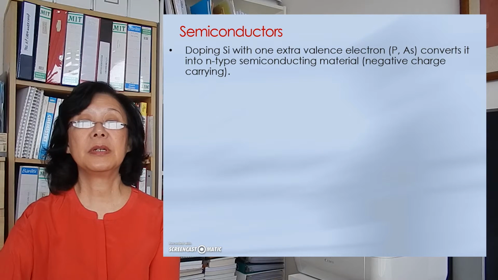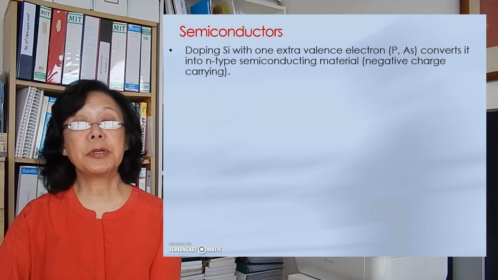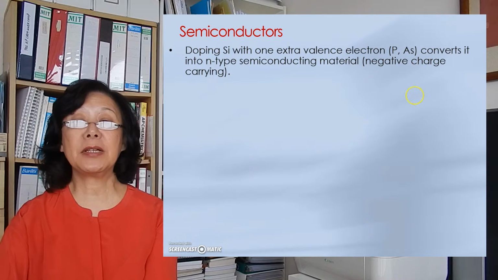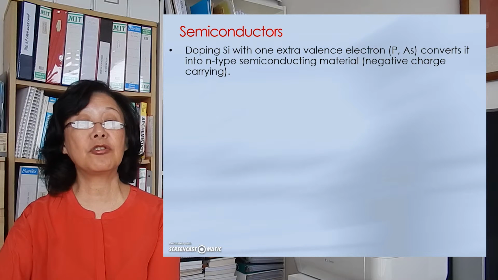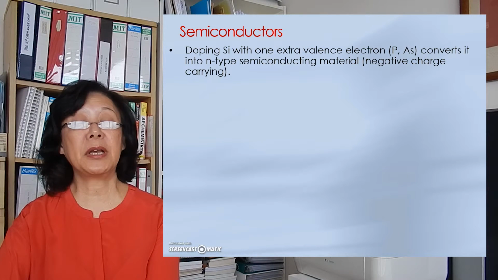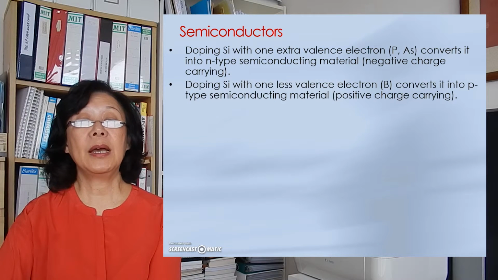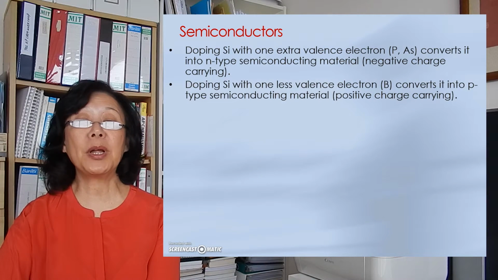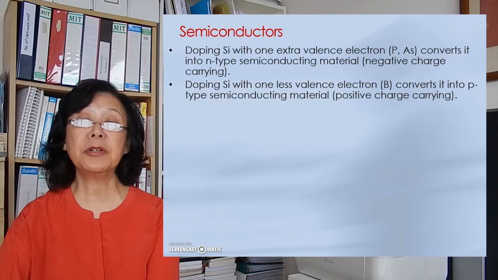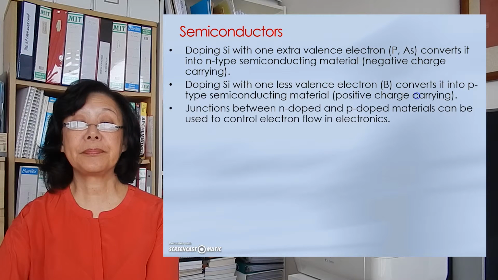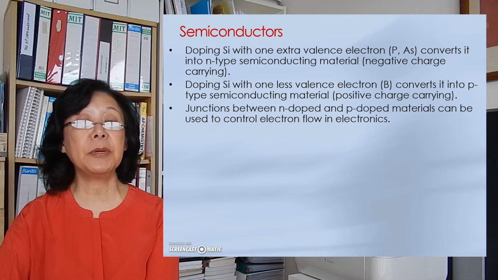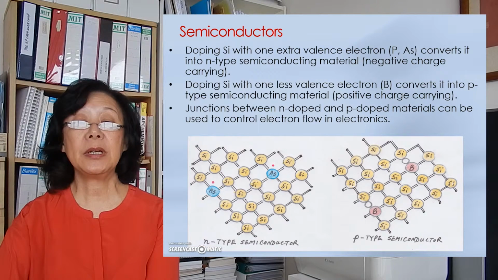Semiconductors. Silicon can be doped with 1 extra valence electron, like phosphorus or arsenic, to convert it into a negative charge carrying semiconducting material. And silicon can also be doped with 1 less valence electron, boron, to convert it into a positive type semiconducting material. The junctions between the N-doped and the P-doped material can be used to control electron flow in modern day electronics. Here's a diagram.